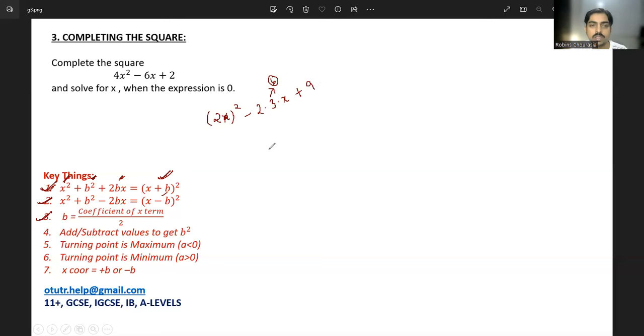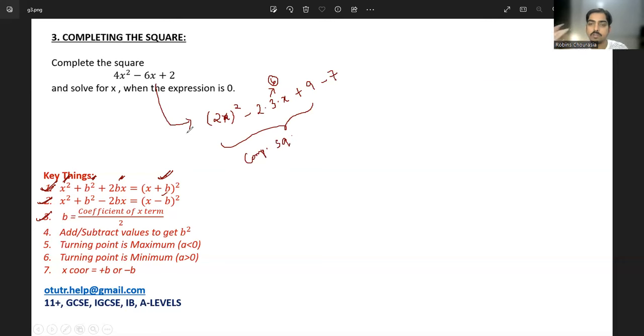Now, this is something that will complete the square. This is the completing square part. But if you add 9, in the question it's not 9, it's only plus 2. So we have actually added something to this expression. We have added 7. If we have added 7, we need to subtract that 7 as well. So this is my expression that I can make from here.